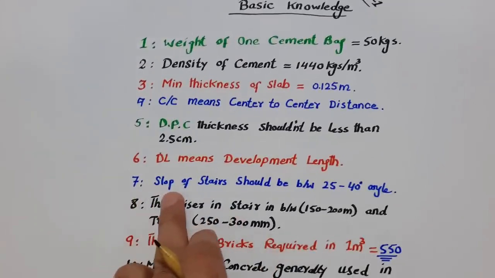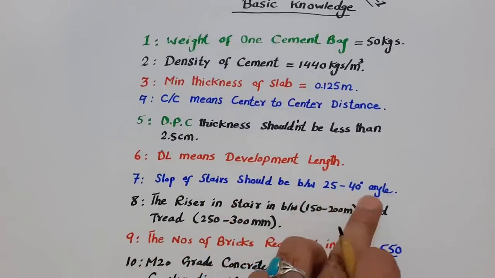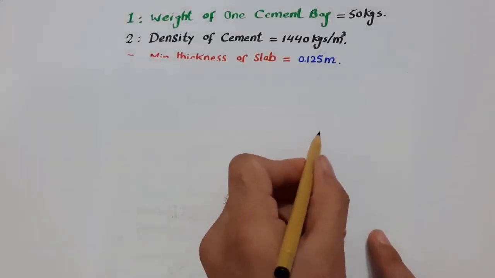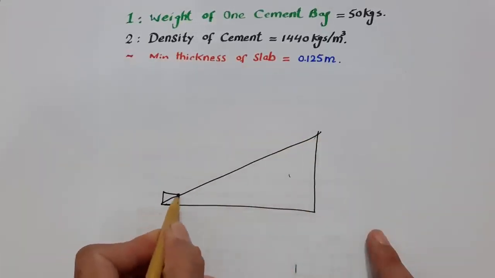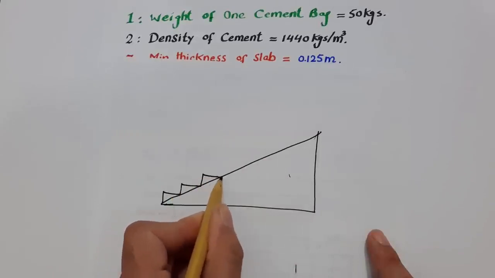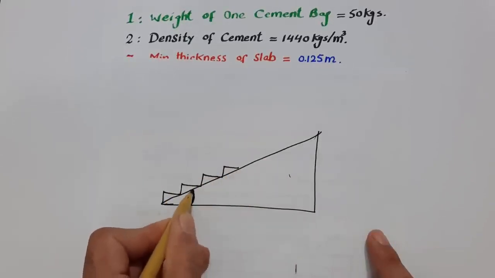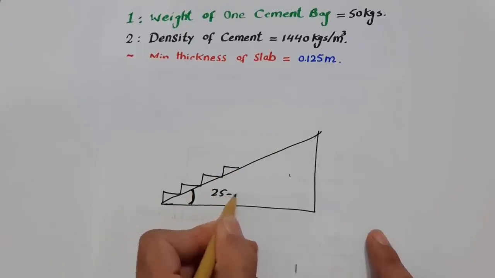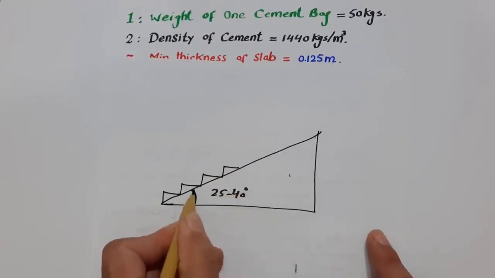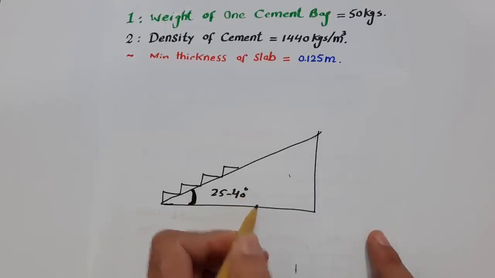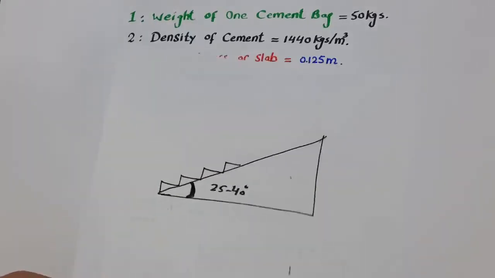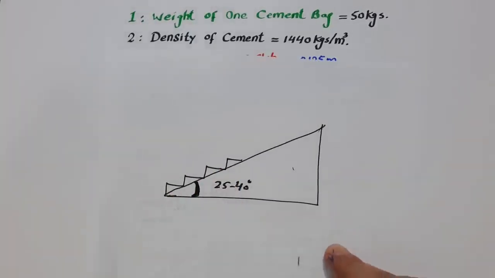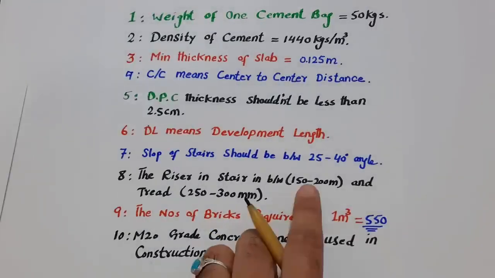The next one is, guys, seventh, the slope of stair should be between 25 to 40 degrees. What does it mean? Guys, you can see this is a wall, this is a stair. This angle, you can see these are steps, should be between 25 to 40 degrees. It should not be more than 40 degrees, otherwise people will face more problems when they are using these stairs.